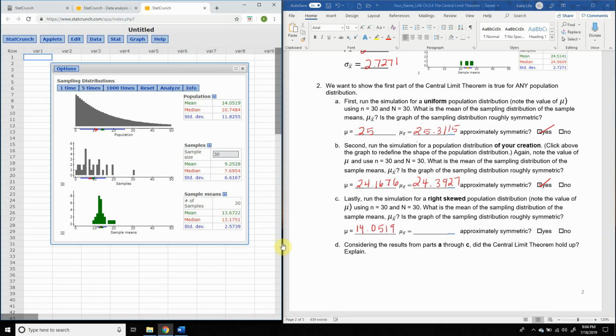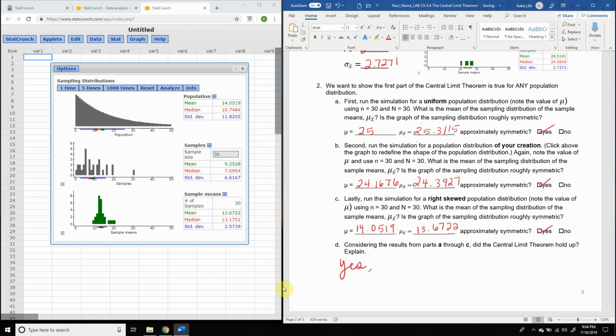So I've got 30 samples, and it looks like the sampling distribution of sample means average, mu sub x bar, is 13.6722. And it is approximately symmetric, tapering left and right, got a majority of values in the middle. So part D, considering the results A through C, did the central limit theorem hold up? Explain.